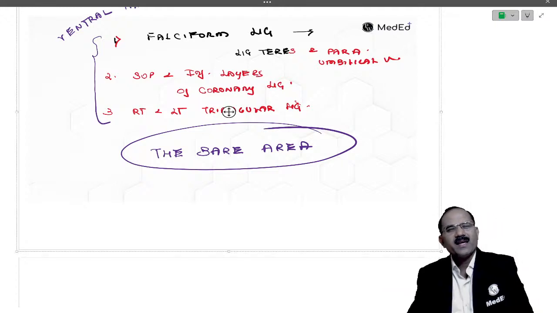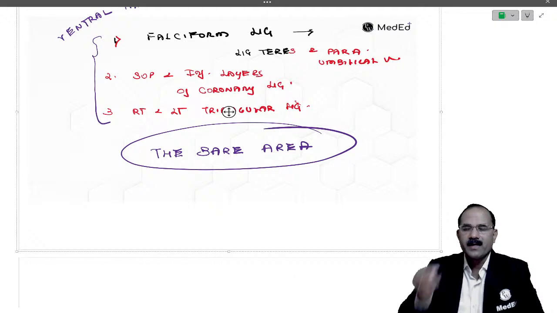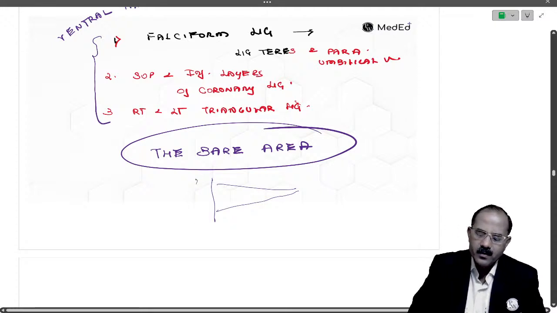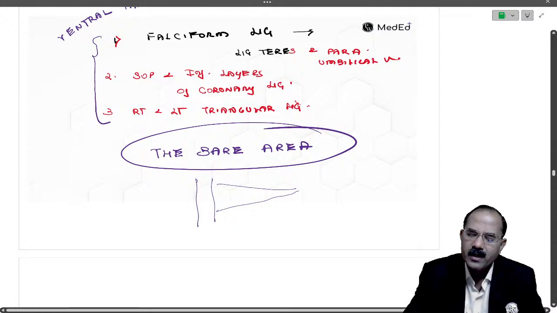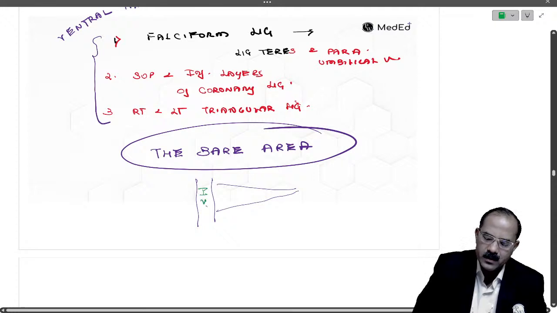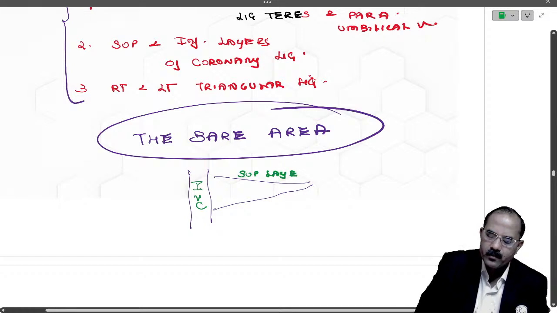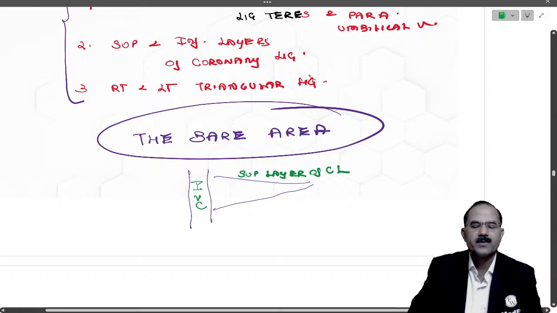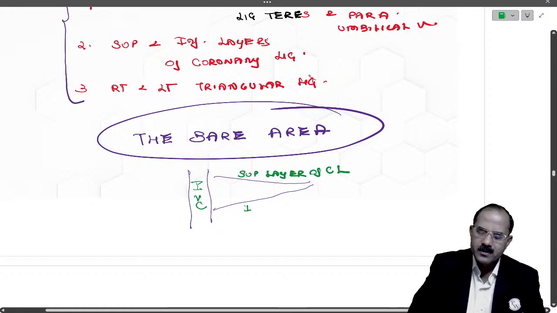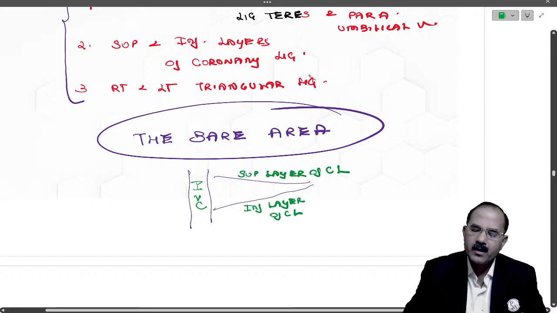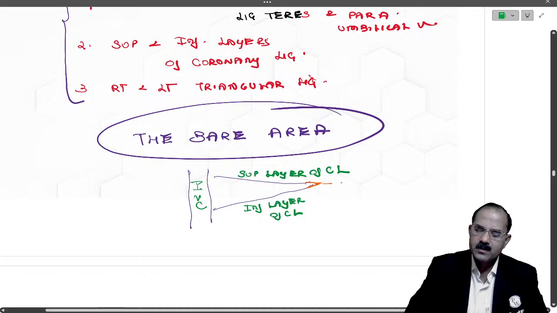Can anyone tell me the boundaries of the bare area? That's the largest bare area. What are the boundaries of the bare area? This is the IVC. This is the layer of the coronary ligament. This is the inferior layer of the coronary ligament. Superior layer of the coronary ligament, inferior layer of the coronary ligament, and what is this ligament? This is the right triangular ligament.